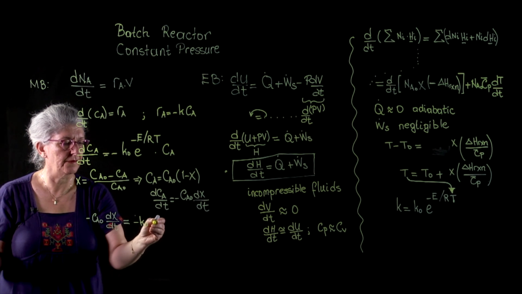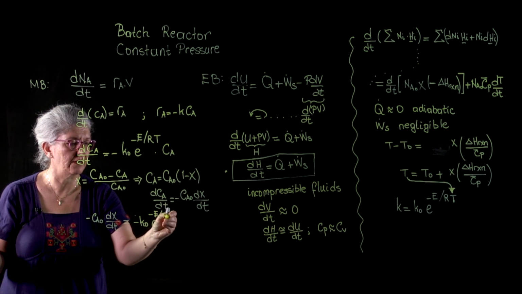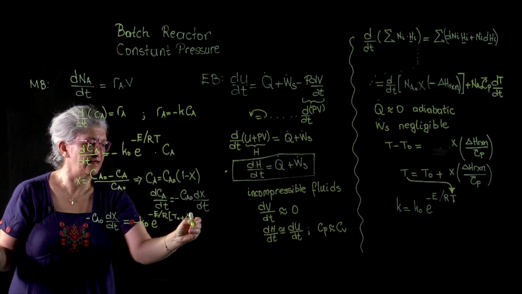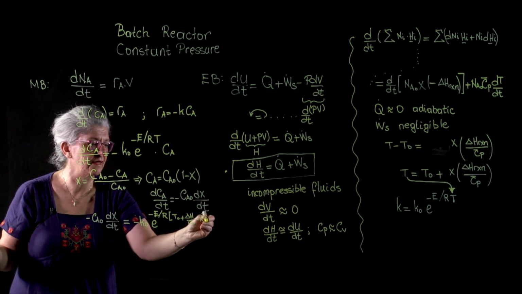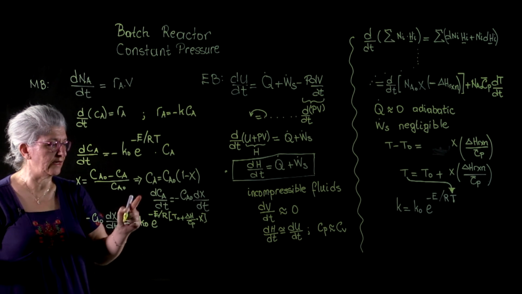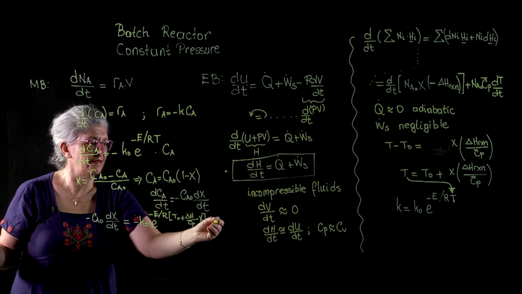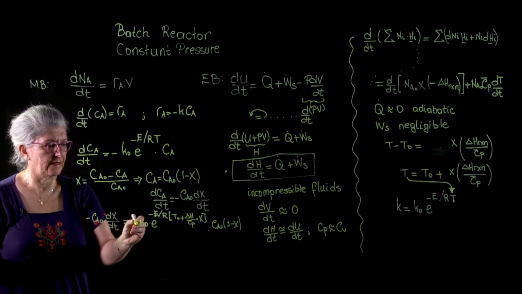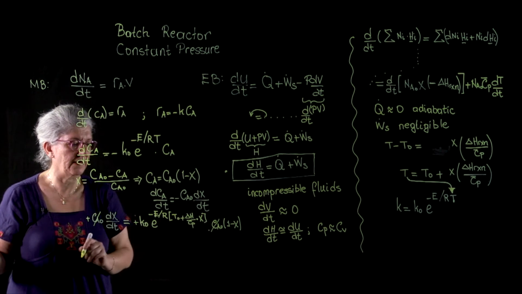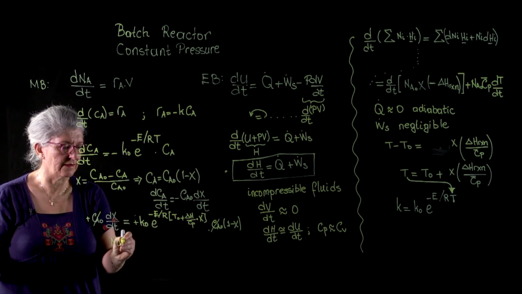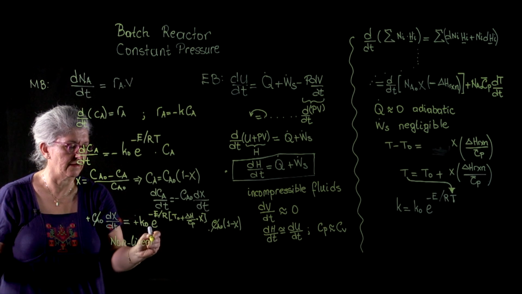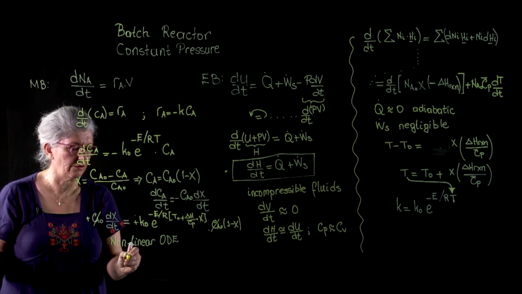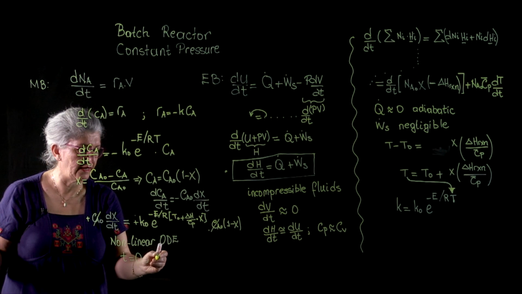minus k0 e to the minus E over R times T, where T is equal to T0 plus delta H over Cp, the mean feed heat capacity, times x. Now instead of a temperature variable, we have a conversion variable in the Arrhenius form, times Ca0 times 1 minus x. The negative terms cancel, Ca0 terms cancel, and we have a nonlinear ordinary differential equation to be solved with the initial condition time is equal to 0, x is equal to 0.